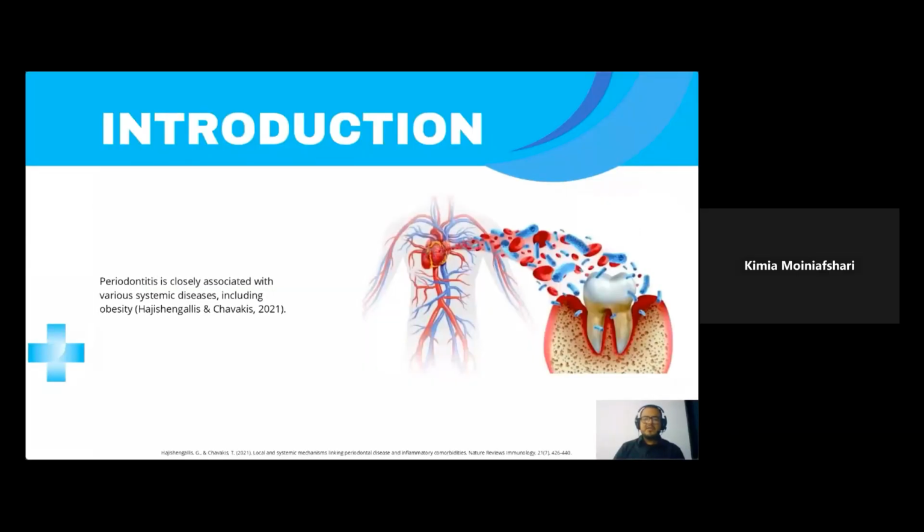Periodontitis has been associated with multiple systemic diseases, including diabetes, cardiovascular disease, and more recently, obesity. These conditions share inflammatory and oxidative stress pathways, which help explain why oral and systemic health are so closely linked. So, periodontitis should be considered not only as a local oral condition, but as a potential systemic inflammatory burden as well.